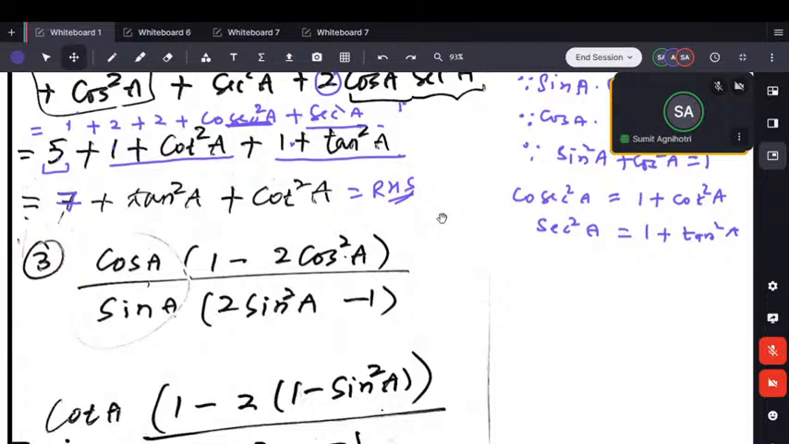Now you do a thing. Either you put cos square theta equal to 1 minus sin square theta, or you put sin square theta equal to 1 minus cos square theta, but you put only at one place. Here I have substituted in numerator side cos square A equal to 1 minus sin square A. Then we have simply simplified it. 1 minus, how can we simplify? We will allow this negative 2 to distribute further. 1 minus 2 times 1 is minus 2. Minus 2 times minus sin square A is plus 2 sin square A, that we did here.